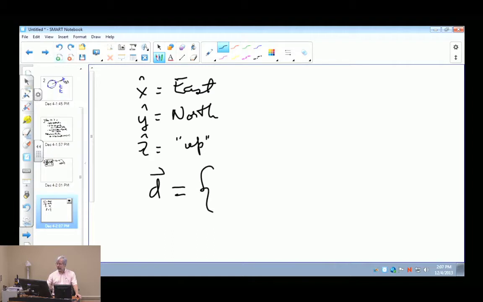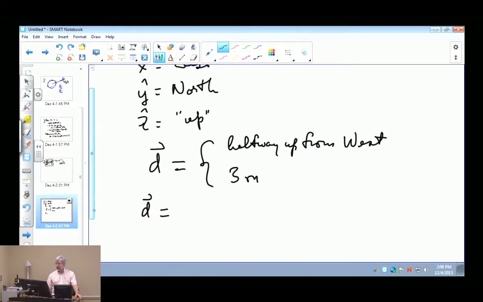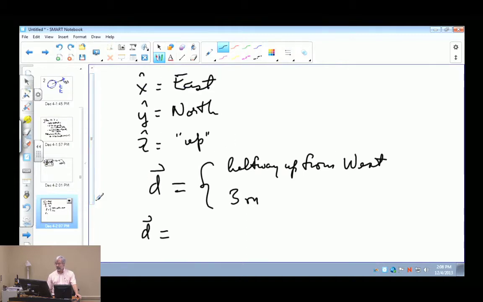Okay, you could write it like this: halfway. The direction is halfway up from west, right? And the length is 3 meters. You could do it that way, but that's not what's asked. What's asked is to express it in terms of the Cartesian components, the unit vectors described. So, halfway up from west.